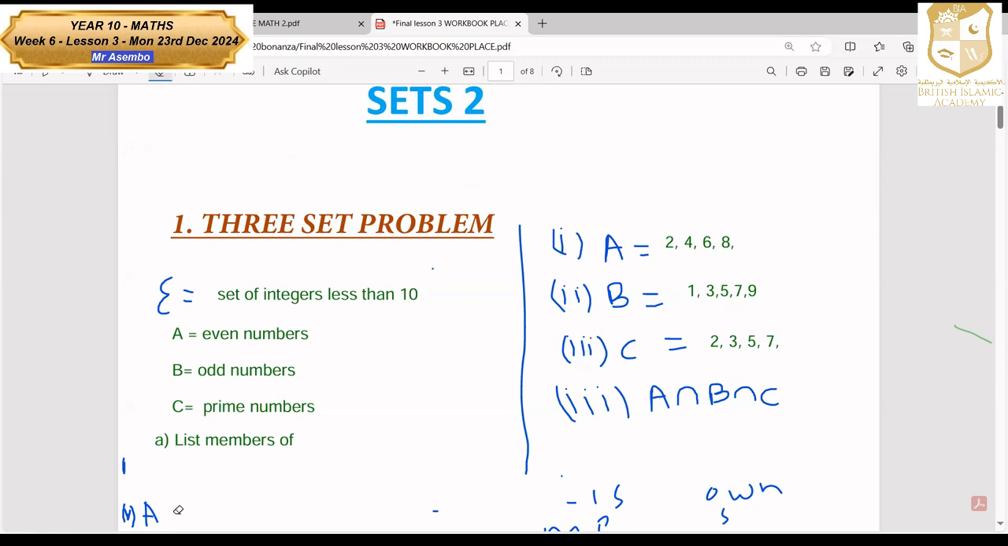What would be A intersection B intersection C? Now remember intersection from your sets 1. You're told intersection of sets is the set of members which are in both sets A, B, and C. Now do we have one which is appearing in A, B, and C? All of them?